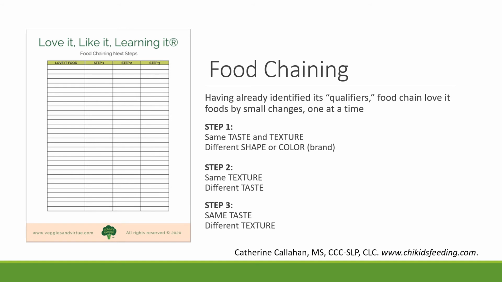Step 2 might be to keep the texture of the item the same, but to get a different taste of that. And step 3 could be that you have the same taste, but now maybe you're buying an item that's a different texture. We'll go through examples of all of this, but I want you to understand for a homework how-to, how to begin making your food chaining next steps based off this resource.